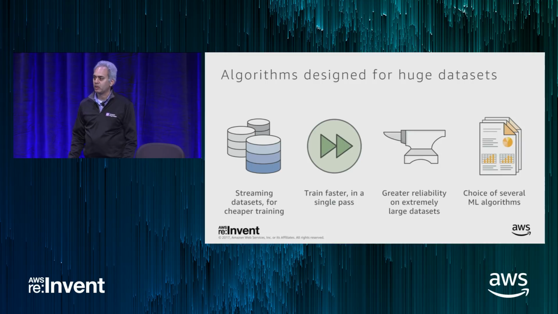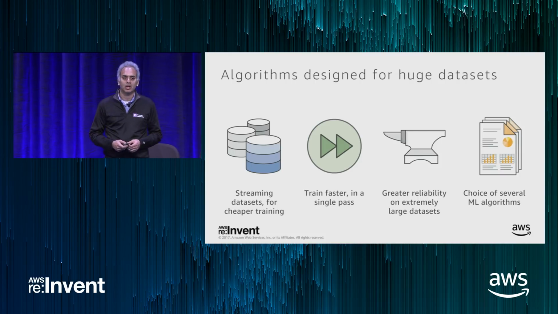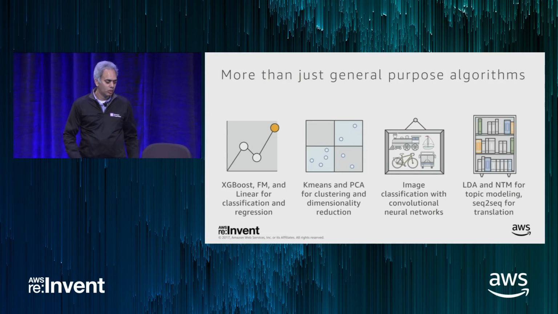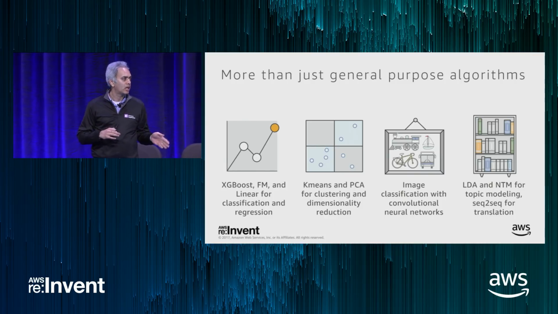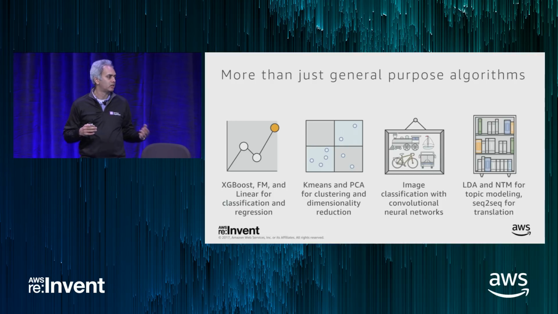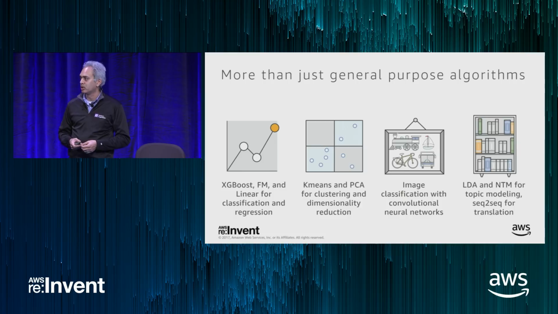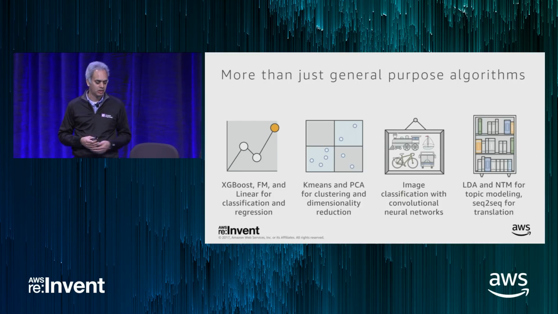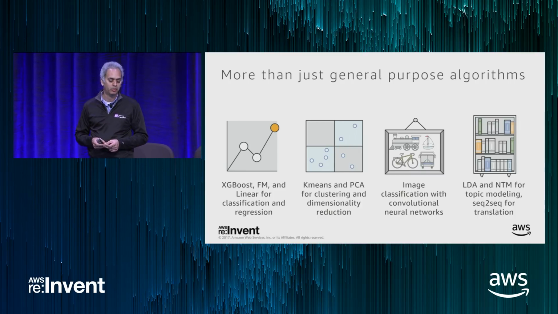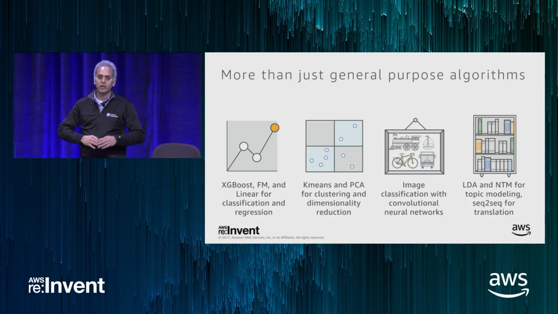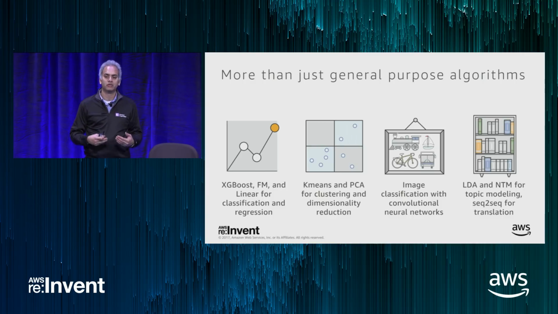The fourth thing is that we wanted to make sure that we had a pretty good array of ML algorithms so that you could get up and running quickly, no matter what your problem is. So what do we have? We have gradient boosted trees, factorization machines, and linear algorithms for classification and regression problems. We have k-means and principal component analysis for clustering and dimensionality reduction. We have an image classification algorithm, which is a convolutional neural net that's built in, as well as LDA and a neural topic modeling model for topic modeling, as well as sequence to sequence. So you have this fairly broad array that you can use to get up and running very quickly, even if you aren't particularly sophisticated in terms of your data science depth.